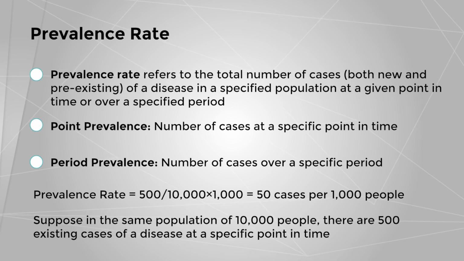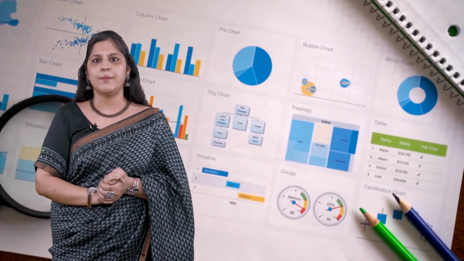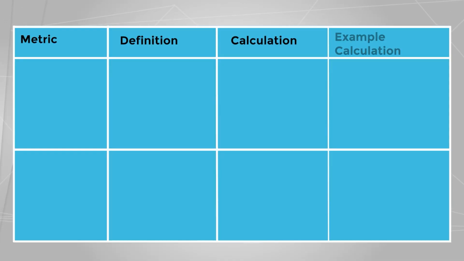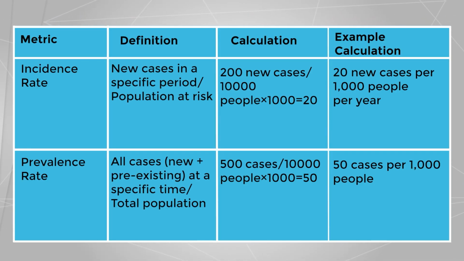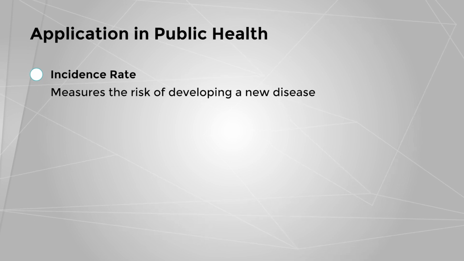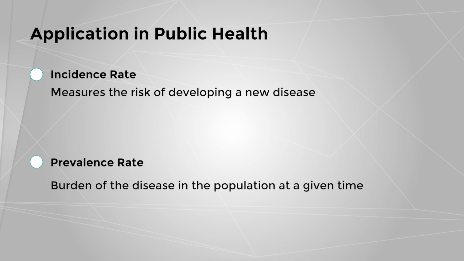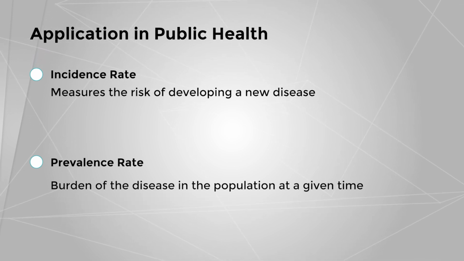So suppose the same population of 10,000 people, and in that 500 are existing cases of a disease at a specific point in time. The prevalence rate will be 50 cases per 1000 people. The difference between the two rates will be clearer from the table given below. While the incidence rate measures the risk of developing a new disease, the prevalence rate measures the burden of the disease in the population at a given time.